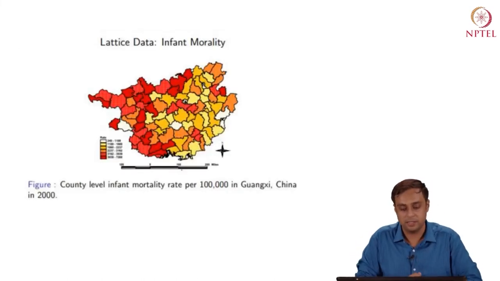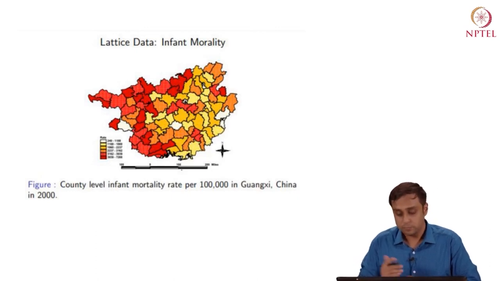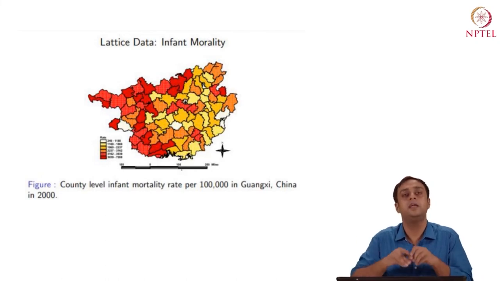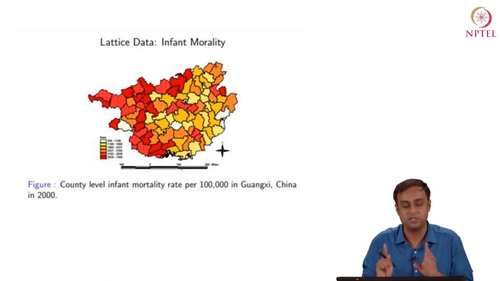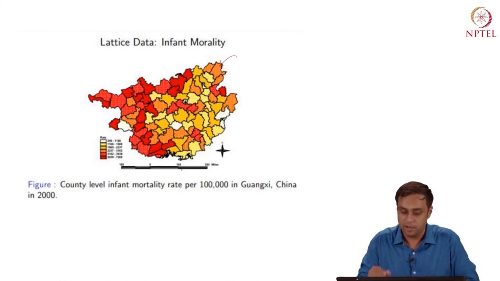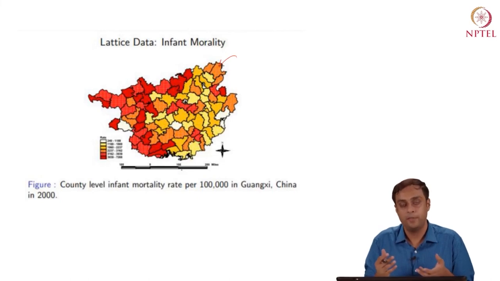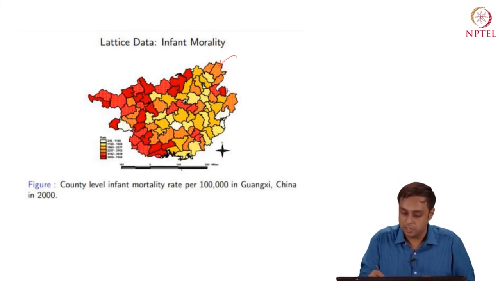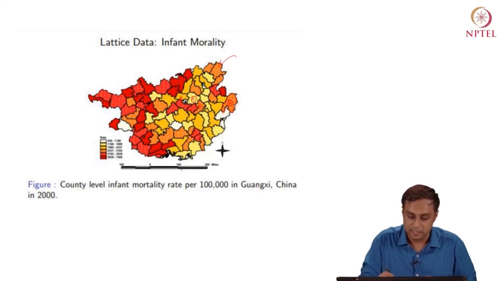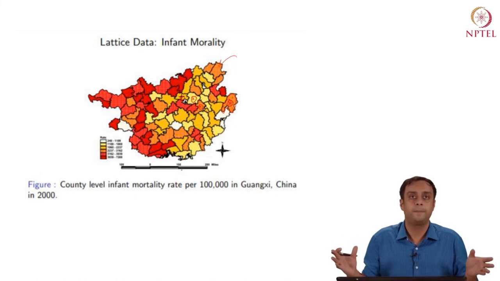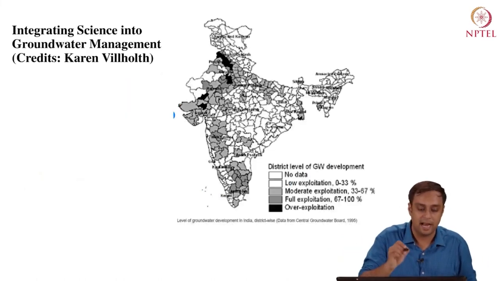A very natural example in front of you is infant mortality rate for a region in China in 2000. What you see here are irregularly shaped, but fixed and given administrative units that are districts in this region where you can observe infant mortality rate, right? Within a given fixed region of observation, you do not observe different levels of infant mortality. You have one level which is given at its center of mass. So you basically have discrete centers of mass where you can observe data, right? So this type of data set is called lattice data, right?